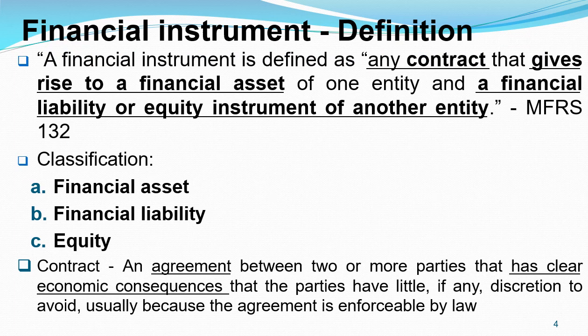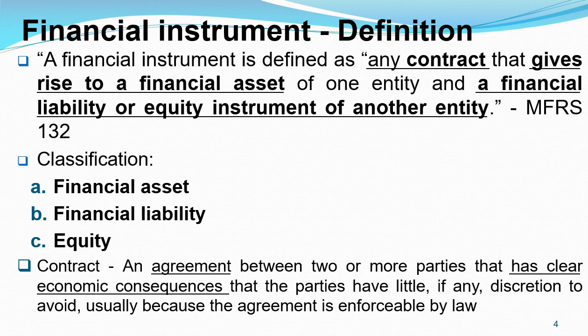In order for you to identify the existence of a financial instrument, you must check whether it meets this definition. A financial instrument is defined as any contract that gives rise to a financial asset of one entity and a financial liability or equity instrument of another entity. Financial instrument can be classified into financial asset, financial liability, and also equity.